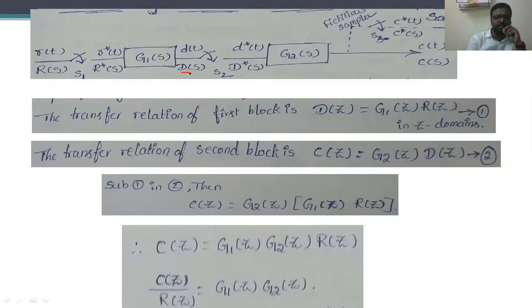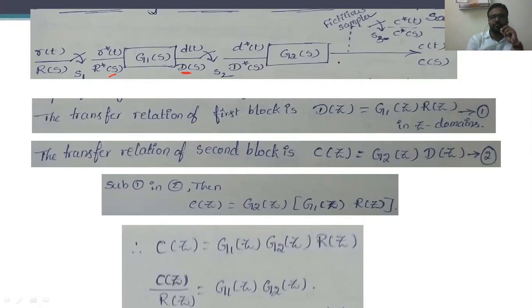That is nothing but the input of the system is R of S. Whenever the Z transform is applied, it is going to be converted into R of Z, and it is going to be multiplied with G1 of Z. Therefore, the output of the first block is D of Z, that is equal to G1 of Z into R of Z. R of Z is the input and it is going to be multiplied with G1 of Z.